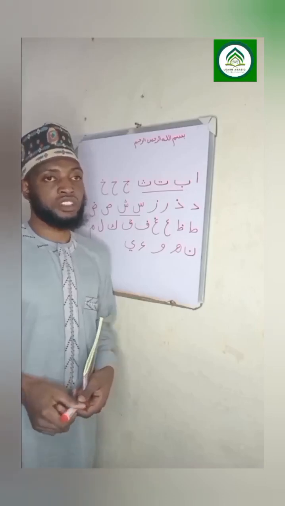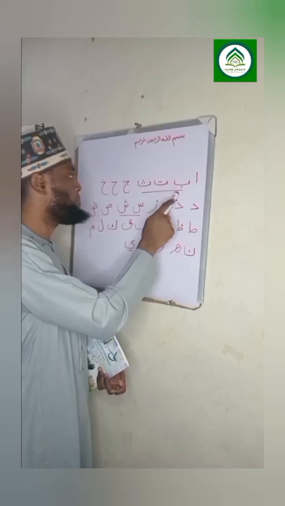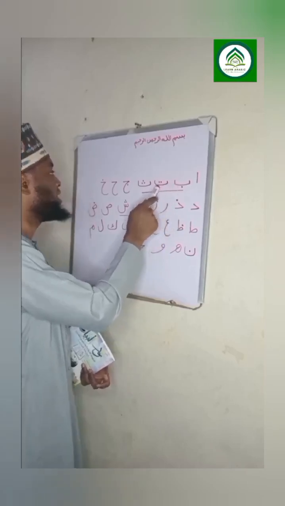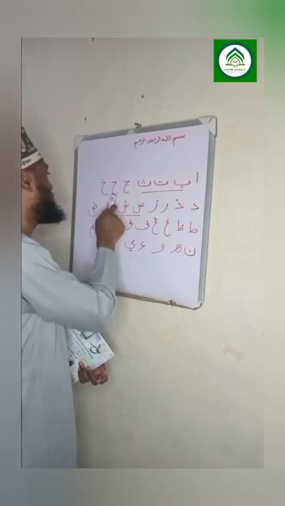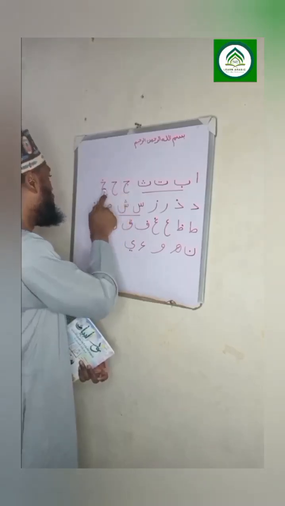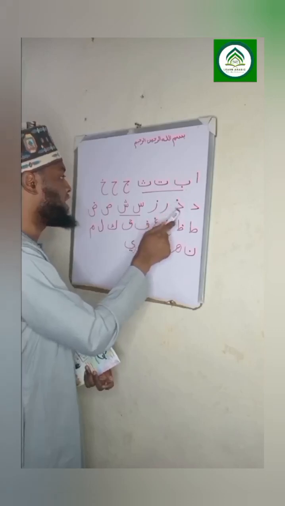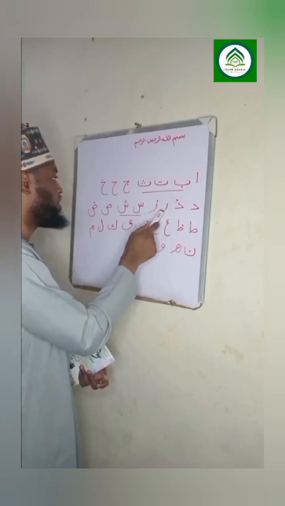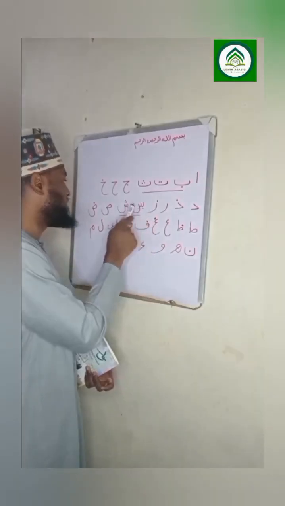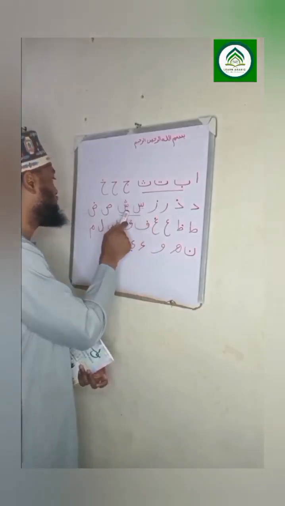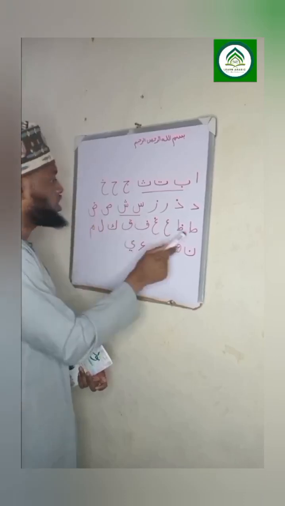Before we go, let us read it from the beginning once again. Alif, Ba, Ta, Tha, Jim, Ha, Kha, Dal, Dhal, Ra, Zay, Sin, Shin, Sad, Dad, Ta.